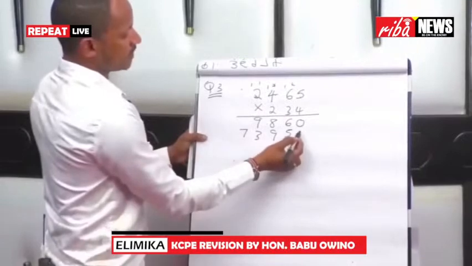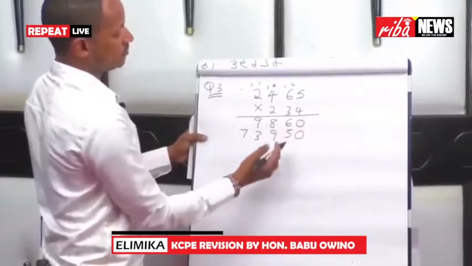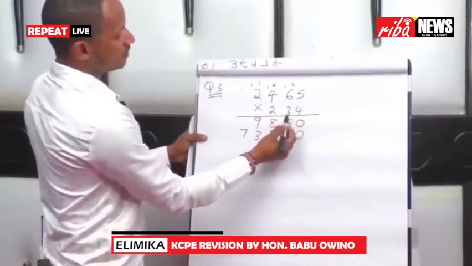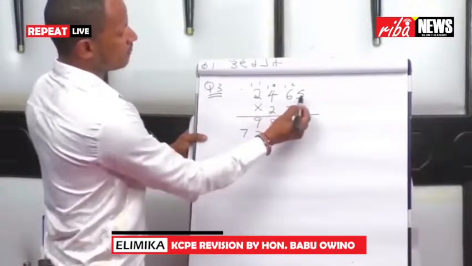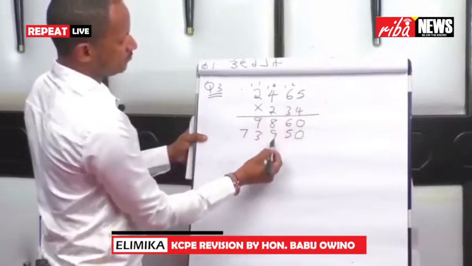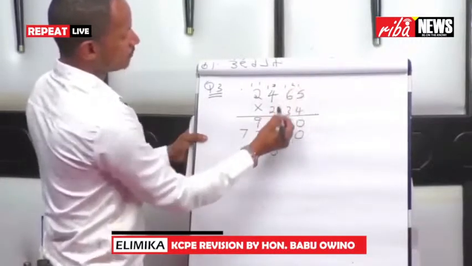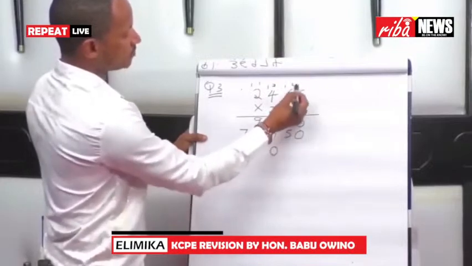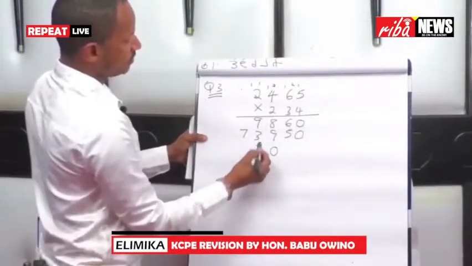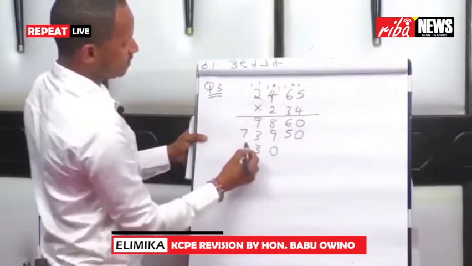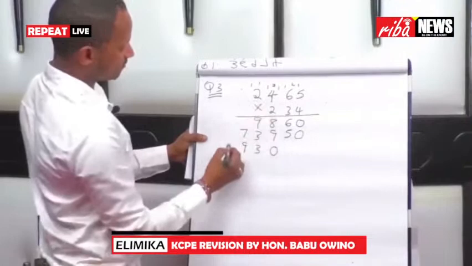So you can just add 0 here so that you make them uniform, but I'll explain that. Now we are done with 4 and 3, you go to 2. 2 times 5 is 10. You put it down here where 2 is. 10, 0 carry 1. 2 times 6 is 12. Plus 1 is 13. 3 carry 1. 2 times 4 is 8. Plus 1 is 9. Then 2 times 2 is 4.